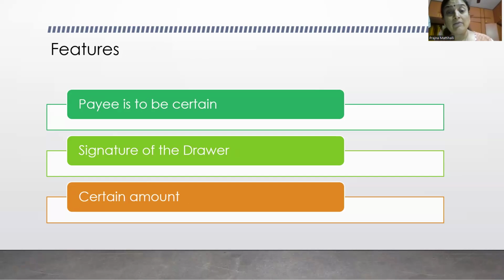Then payee is to be certain. We have to write the name. We cannot give it blank. So we have to write the name. That means it becomes the payee check. Signature of the drawer is a must. Whose checkbook it is, whose account it is, who is going to give the money. So we are the drawers of the check and we have to make the signature. Certain amount, we have to write the amount. What is the specific amount? They should be certain. And without writing the amount, we cannot give.